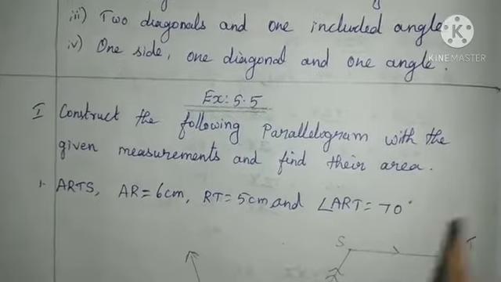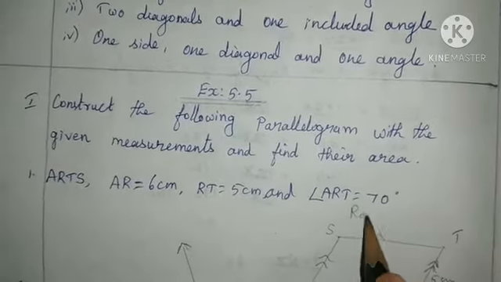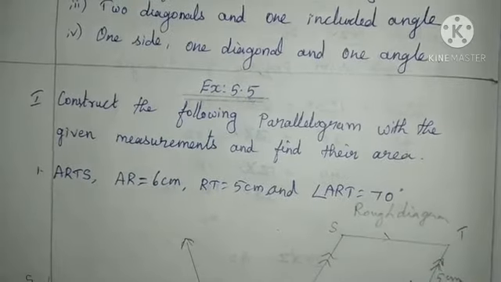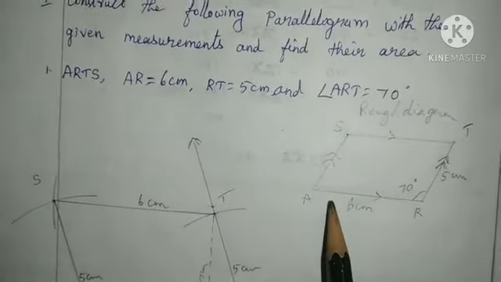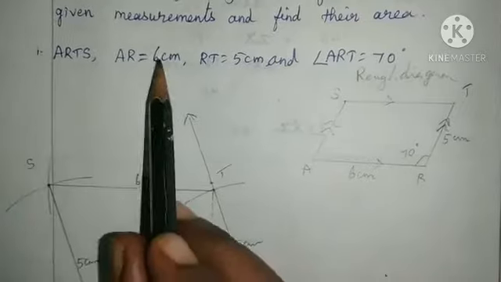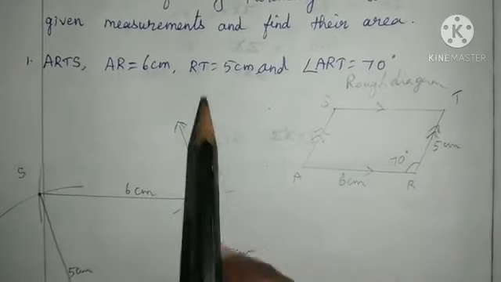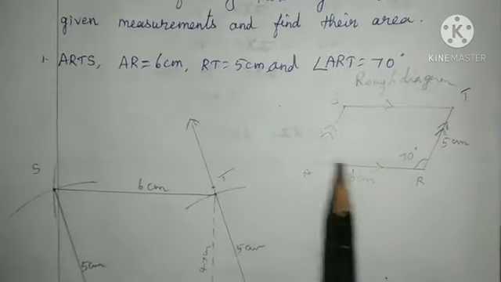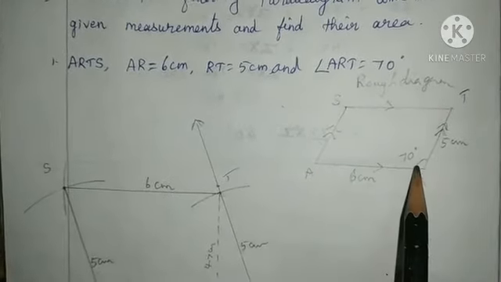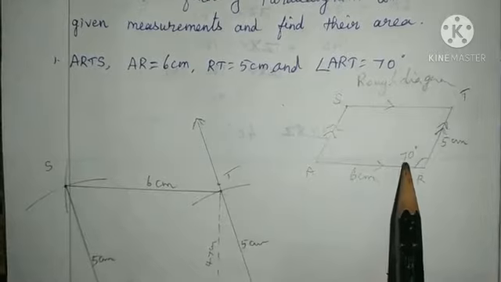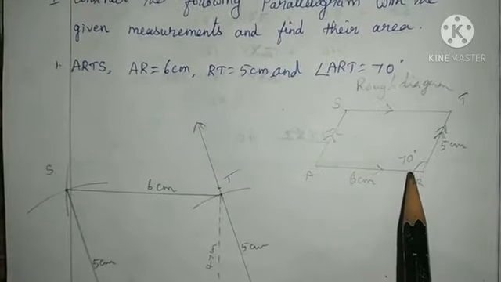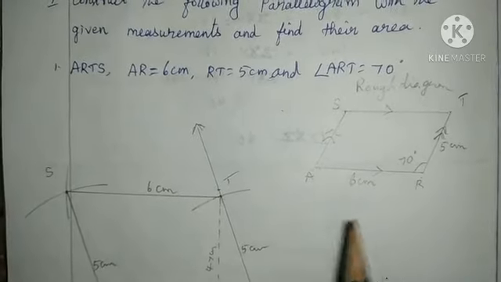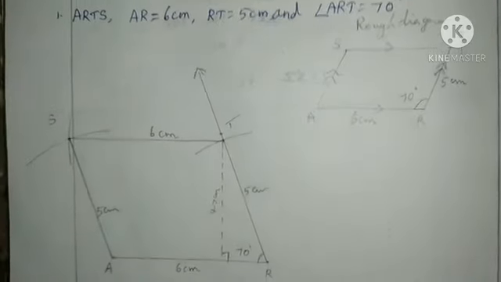degree. First you have to draw the rough diagram. After drawing the parallelogram, you have to write the given measurements, that is AR is given as 6 cm and RT is given as 5 cm and the angle ART is equal to 70 degree. You have to write the given measurements in the rough diagram. After drawing the rough diagram, now we are moving to construct a parallelogram.